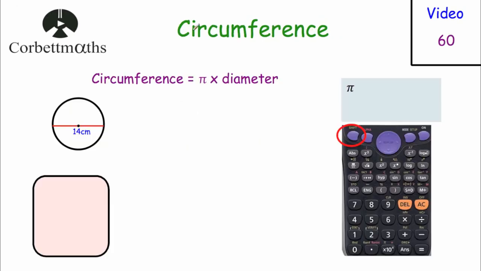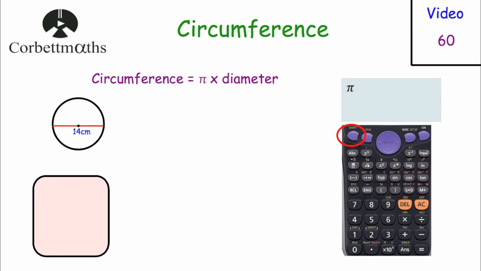Okay, the next topic we're going to look at is finding the circumference of the circle. So the circumference is a fancy name for the perimeter of the circle. It's the distance around the outside of the circle. And the circumference of a circle is found by working out pi times diameter. So if you multiply pi by the diameter, the distance across the circle going through the centre, that will tell you the circumference of a circle.